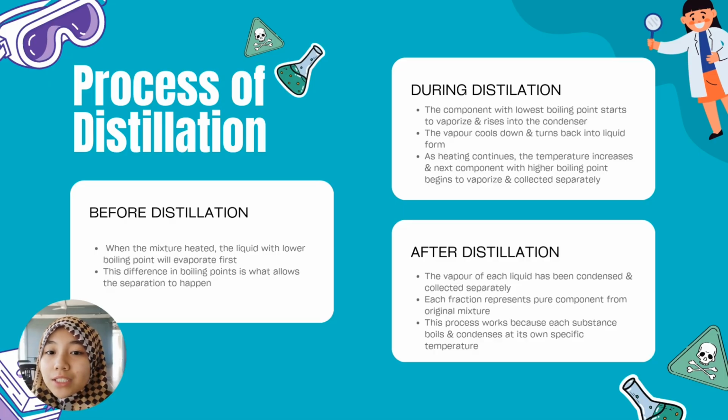As the mixture was heated, the diethyl ether, which has the lower boiling point, began to vaporize first. The vapor rose through the apparatus and entered the condenser, where it cooled down and turned back into liquid. This liquid distillate was collected in the receiver flask. When the temperature increased further, toluene started to vaporize and was collected as the second distillate.